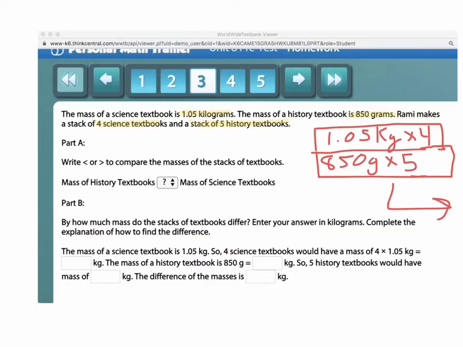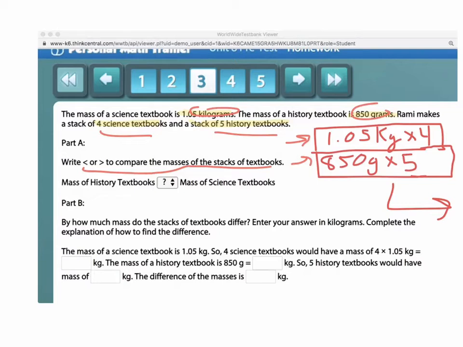Let's unpack this problem, drawing our model. The mass of a science textbook is 1.05 kilograms, and the mass of a history textbook is 850 grams. So if Rami has 4 science textbooks and 5 history books, how much weight of each type of textbook will he have? So we're going to be comparing the masses of these textbooks. I drew my comparison bar model, 1.05 kilograms times 4 and 850 grams times 5. You do notice that they're giving us kilograms here and they're giving us grams here. So eventually we're going to have to convert those.